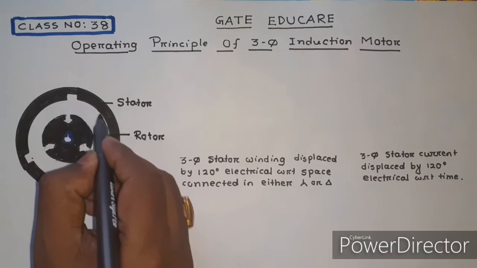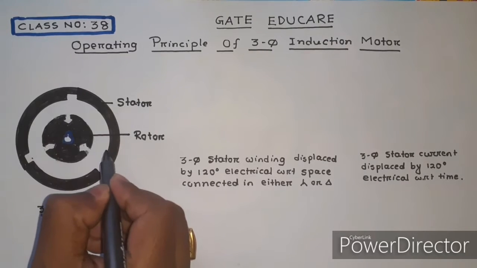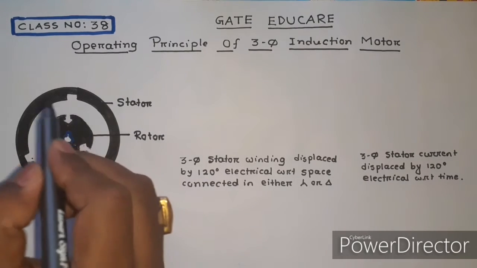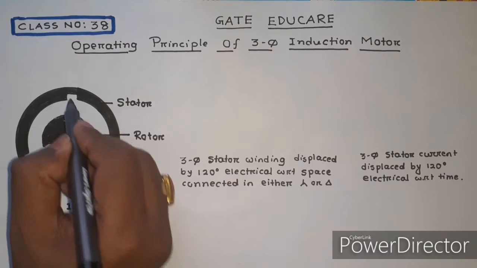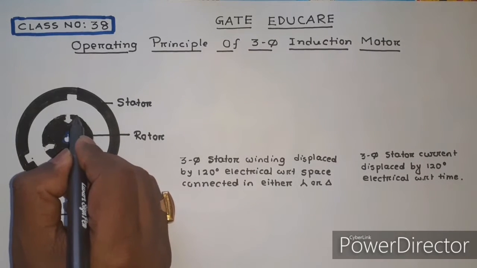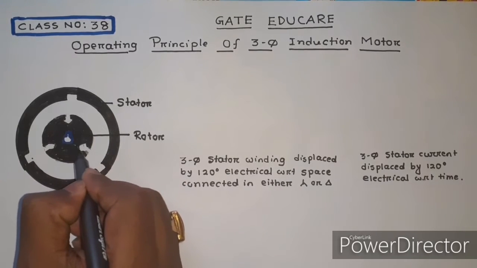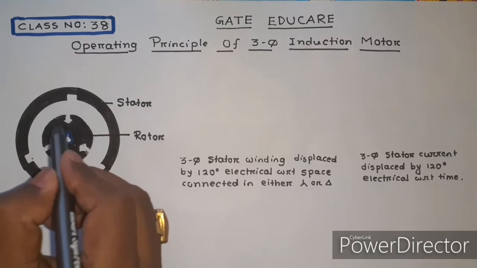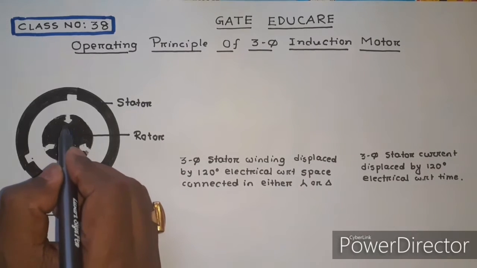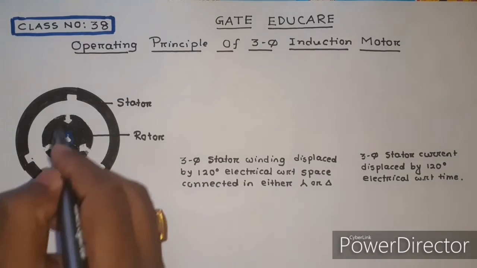The total inner periphery of the stator is arranged with open type of slots. For your better understanding, I have shown only 3 slots, 1, 2, 3. Similarly, the total outer periphery of the rotor is arranged with semi-closed slots. Again, for your better understanding, I have shown only 3 slots for 3 phases.